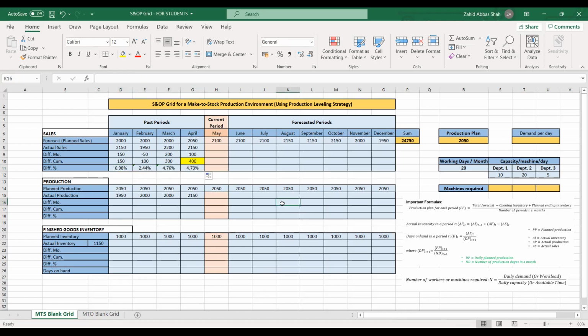And it is 4.73%. So this is equal to cumulative difference divided by sum of the actual sales.